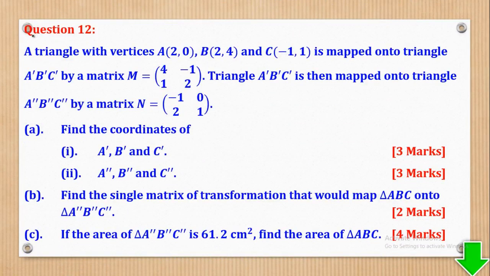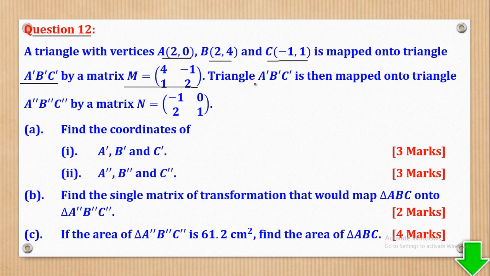Now we shall go to question 12. Question 12 says, a triangle with vertices A which is (2, 0), B which is (2, 4), and C which is (-1, 1) is mapped onto triangle A', B', C' by a matrix M which is (4, -1; 1, 2).